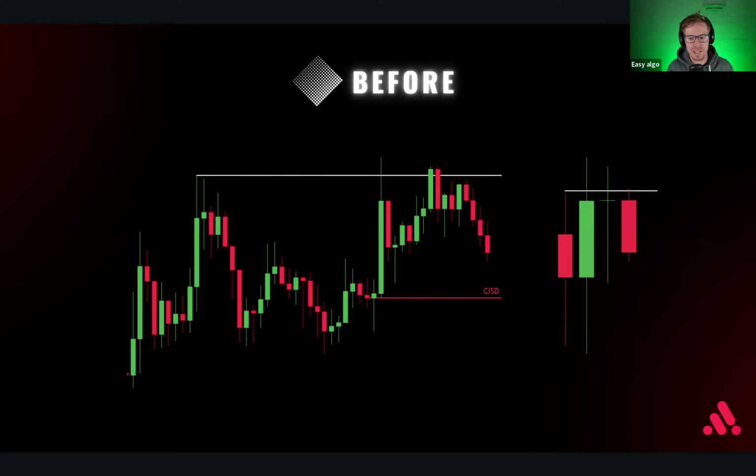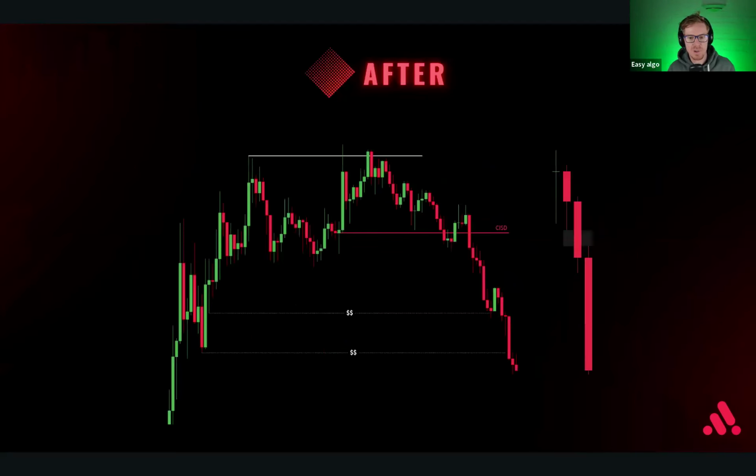price breaks those levels. So if we go to the after, what we do is we wait for price to break the CISD level. On the break of that level, we can wait for a close and a break. If you want more confirmation, you can also just enter on a break. But if you get a candle close through that level, you can also observe the size of the candle. Was it a big break, a small break?